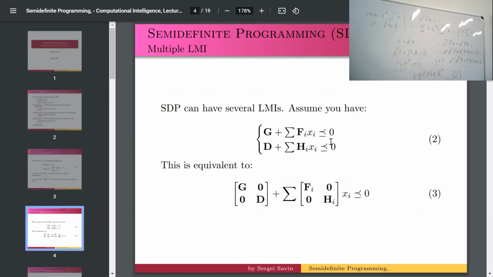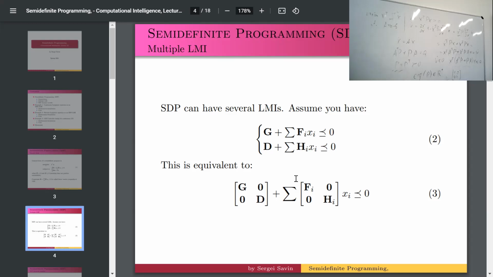Okay. Next, if you have two LMI constraints, you can combine them. How do you combine them? Just write it as this diagonal combination, and you get a new single SDP constraint, right? Is it clear? Any questions? Yes, I have a question.